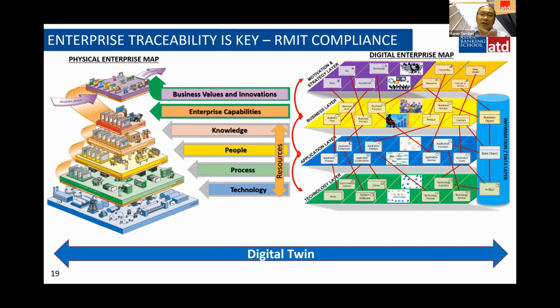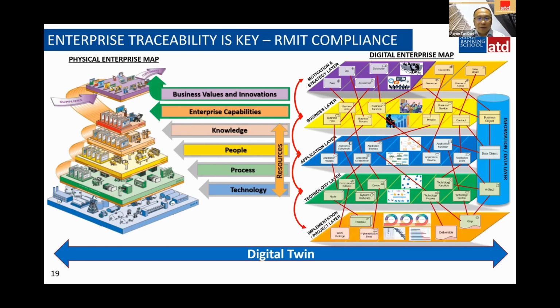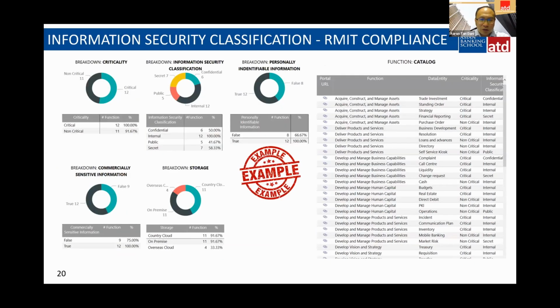Then this way, you also need to have connectivity with the information data. Then the bottom part is where you are going to have multiple executions on the project. Yeah, so this enterprise traceability is key if you want to get RMiT compliance. Yeah. Then the next one, of course, classification, also very, very important.